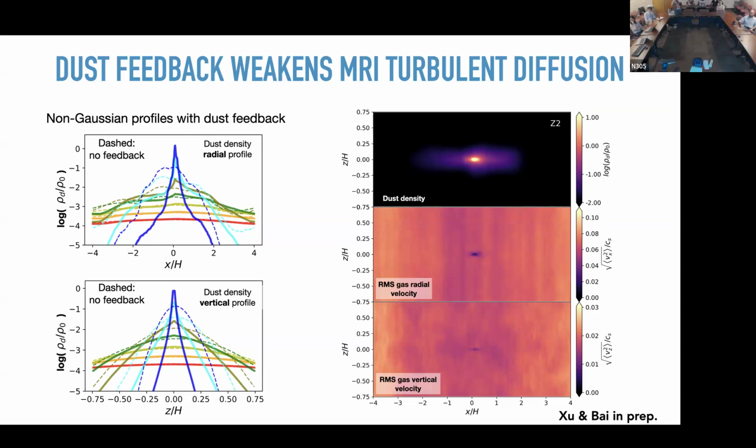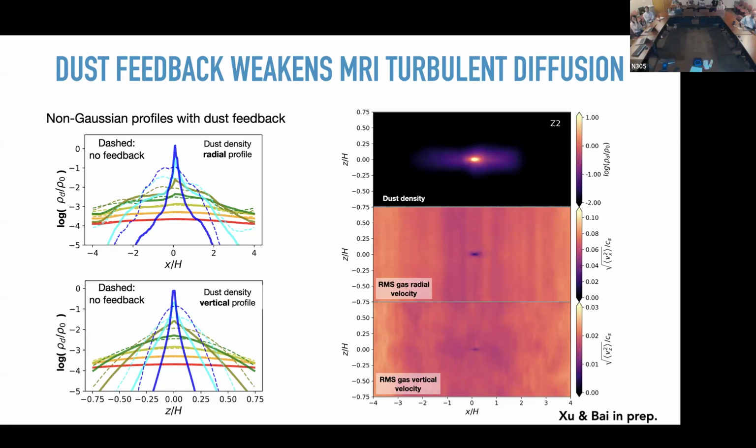This is also seen if you look at the vertical profile. It's also a fairly nice Gaussian when there is no feedback, but when you consider feedback, the dust is settled more to the midplane and doesn't maintain this Gaussian. It's basically forming a super dense cuspy region at the midplane. That's why the overall dust layer is thinner.